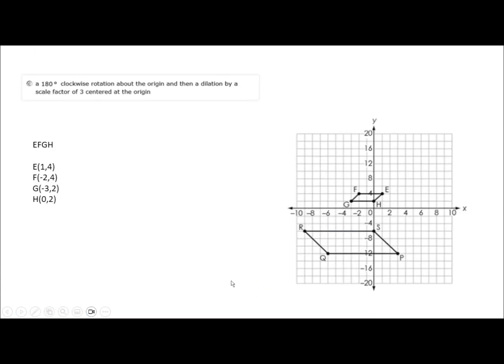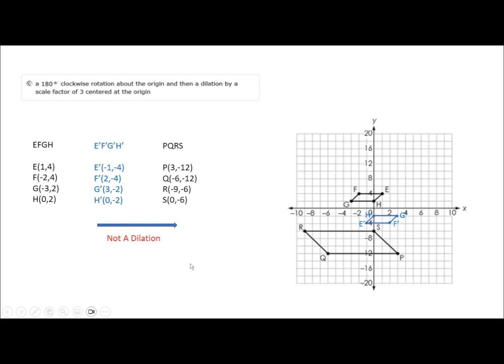If you want to check to make sure, let's check option D. So rotation about the origin will give you this, okay? So all these signs change, all rotation 180 degrees, okay? All of those change, -1, -4, -2 becomes 2, okay? See? All change. So now I got to this here, and now PQRS is this one here. Is there any dilation of 3? Did you multiply this by 3? Did you get this? No. Not a dilation.